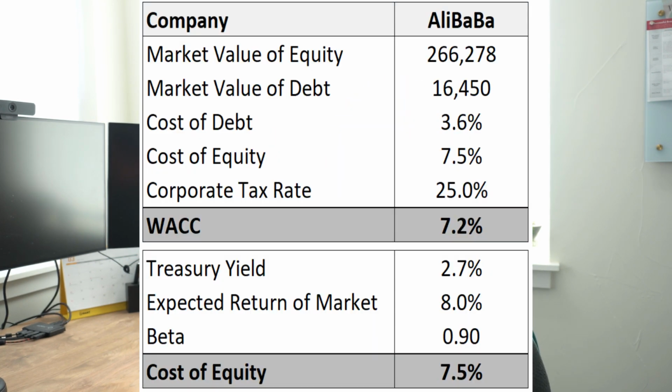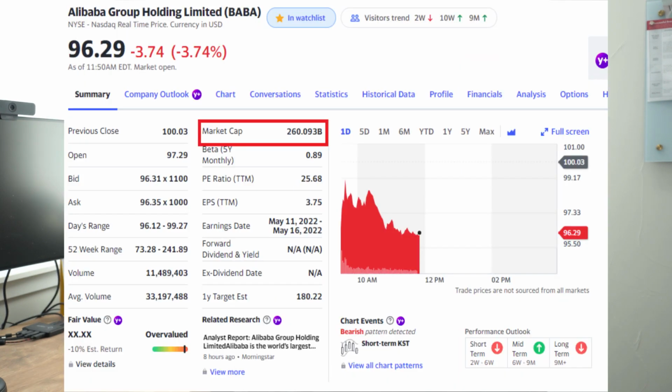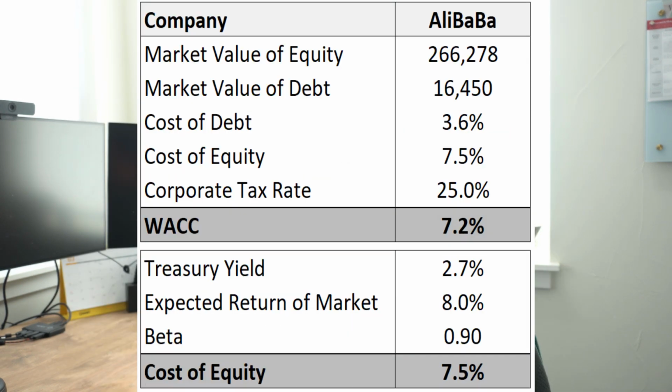So starting at the top of this template, the first input we need is the market value of equity. We're going to pull this number from Yahoo Finance, and it is just the current market cap of the company. Next is the market value of debt. This one's a bit trickier to get, but it's going to come from the company's annual filing. For Alibaba, this is their most recent 20F.